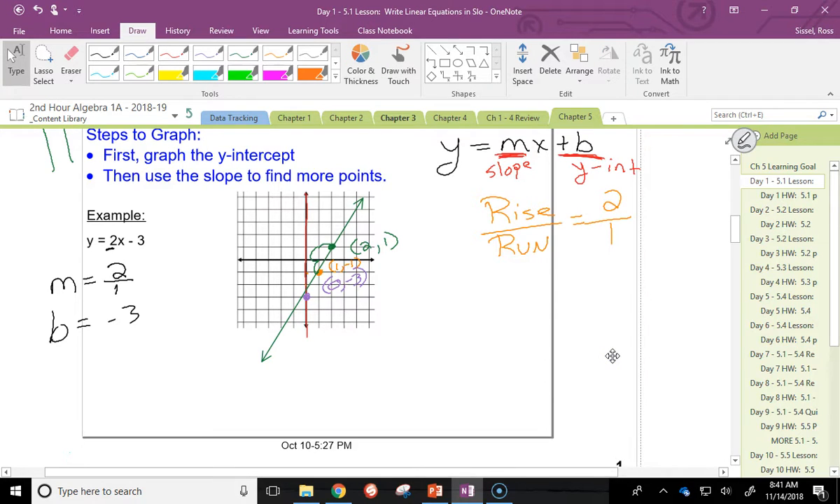Now, just to show you, remember, we can keep using slope. Rise 2, run 1. 1, 2, run 1. I should have been there. See, my line's off, so it bothers me. Rise 2 over 1. That is how we graph it. And to be honest, you only need 2 points. I like to do 3 just to be sure.